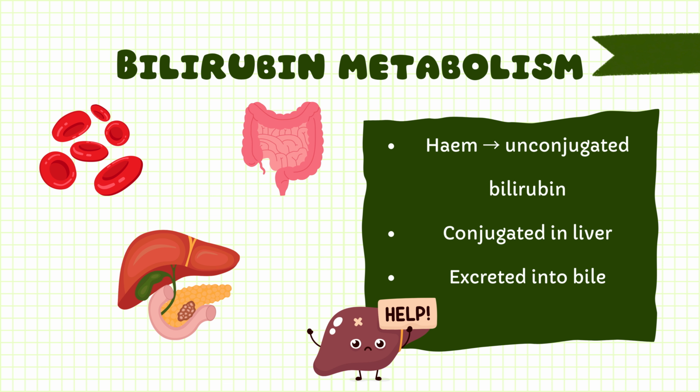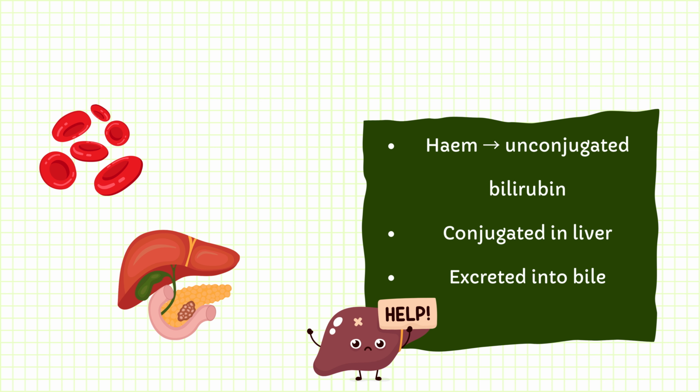When this process is disrupted, bilirubin can build up in the blood, leading to a yellowing of the skin and eyes, a condition called jaundice. There are 3 main types of jaundice. Prehepatic jaundice happens before the liver, usually due to excessive red blood cell breakdown, like in hemolysis. Hepatic jaundice occurs when the liver itself is damaged, such as in hepatitis or cirrhosis. Posthepatic jaundice is caused by obstruction of bile flow, often due to gallstones or tumors.